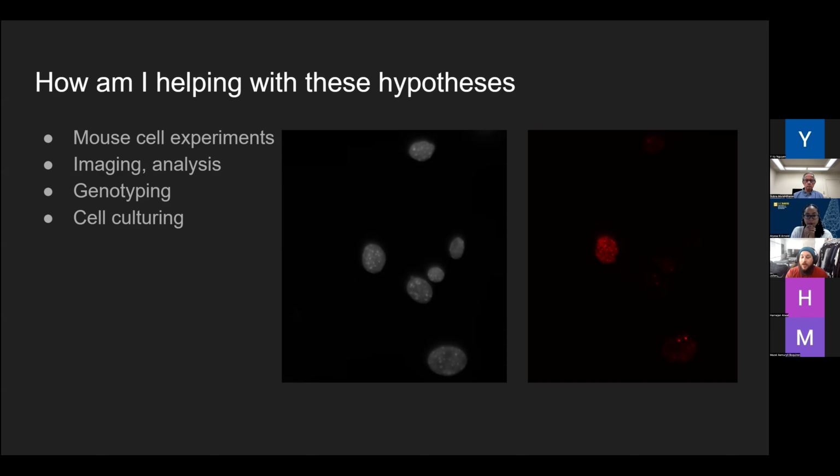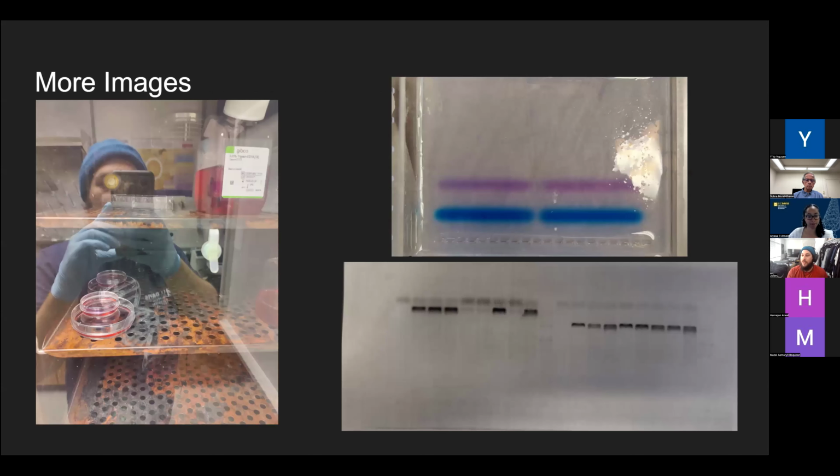I also, on the side, do genotyping and cell culturing in the lab. We have a mouse center facility where we keep a bunch of mice alive. I do a decent amount of the genotyping to make sure that these mice are what we think they are. And then I also do cell culturing where I'm passing cells and making sure they're healthy, swapping out their media and feeding them and everything like that. And I have some pictures of that.